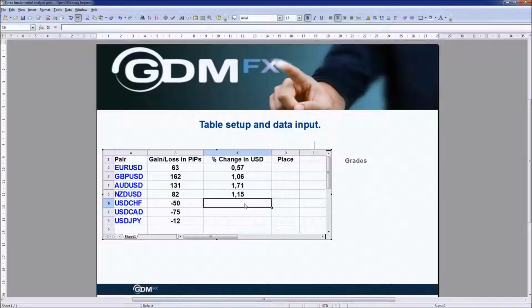Here is the next one. We have negative 50 pips movement of the US dollar versus the Swiss franc. So we have 50 pips of negative movement, dividing by the current price. The price is 0.9515, and one more time by 100. So we're getting about 0.52%.